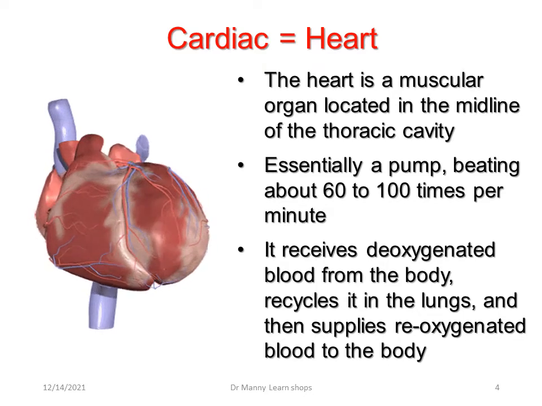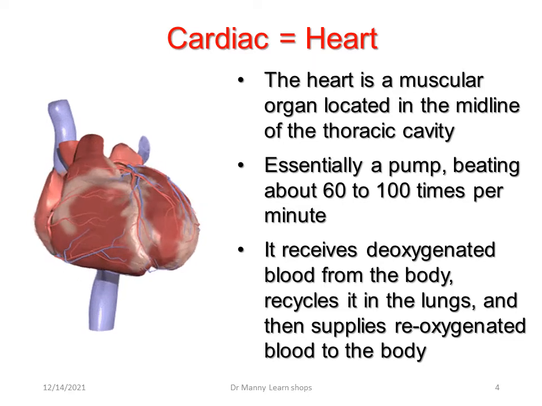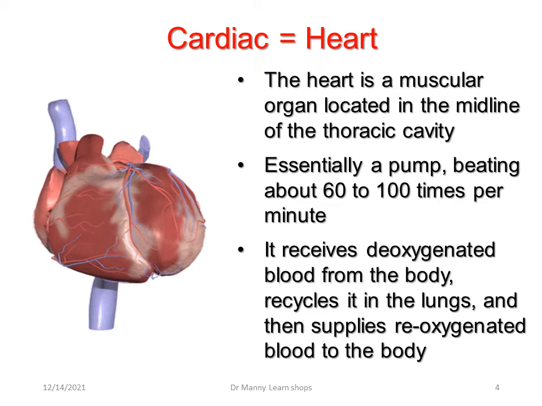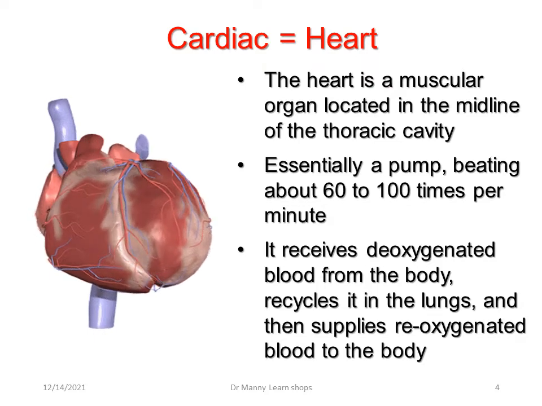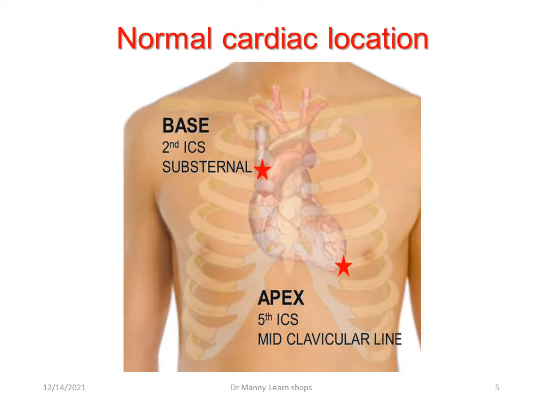The heart is basically a muscular organ located in the midline of the thoracic cavity, and essentially, as an adult, it's a pump beating at about 60 to 100 times per minute. It receives deoxygenated blood from the body, then recycles it in the lungs, and then resupplies it reoxygenated to the body. Now, the normal cardiac location is that the base is located in the second intercostal space, substernally, and the apex is located in the fifth intercostal space in the midclavicular line.